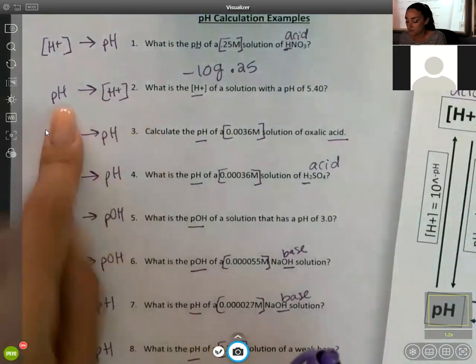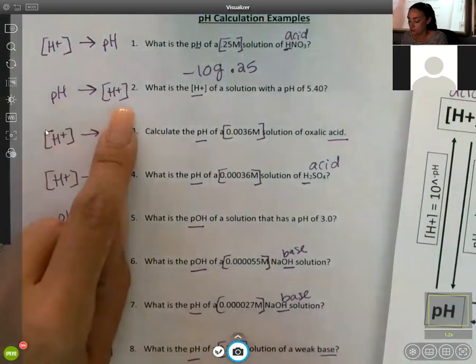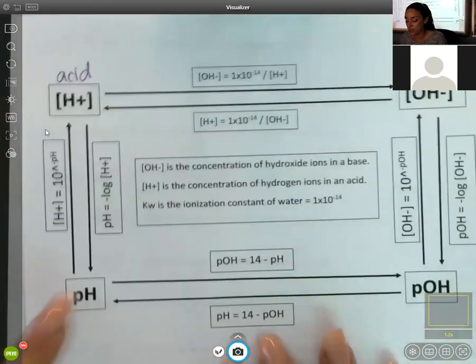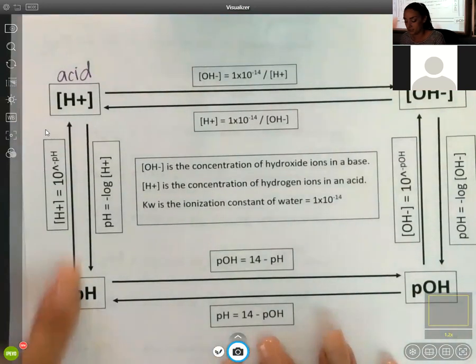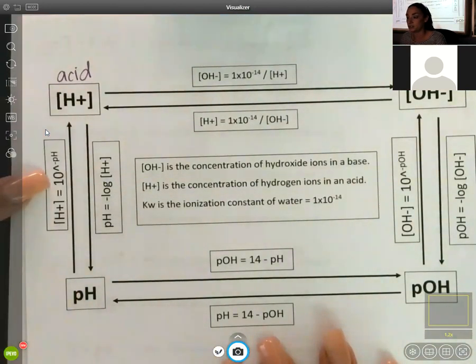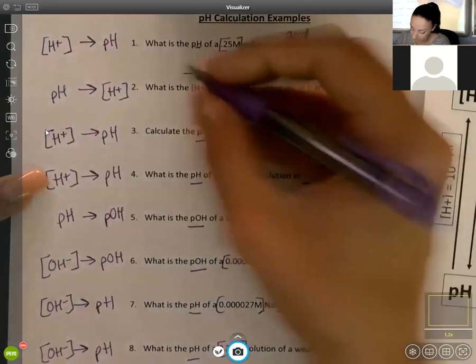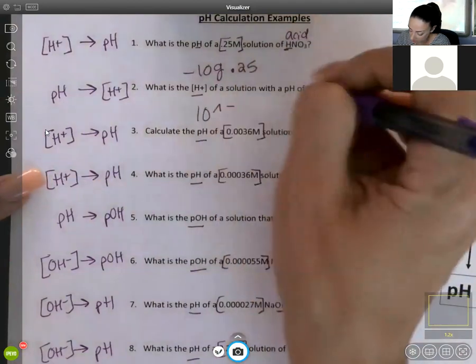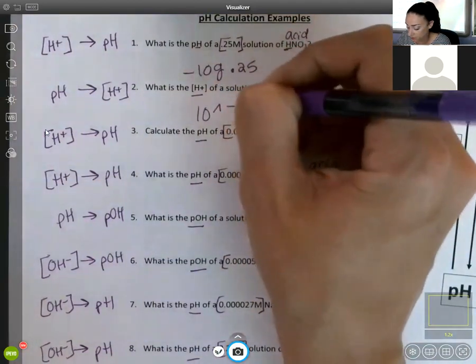On this one, we're going from pH to H. So we're going up. We're going from here to here. So you're going to use this equation, 10 raised to the negative pH. So 10 raised to the negative, the pH they give us is 5.40.